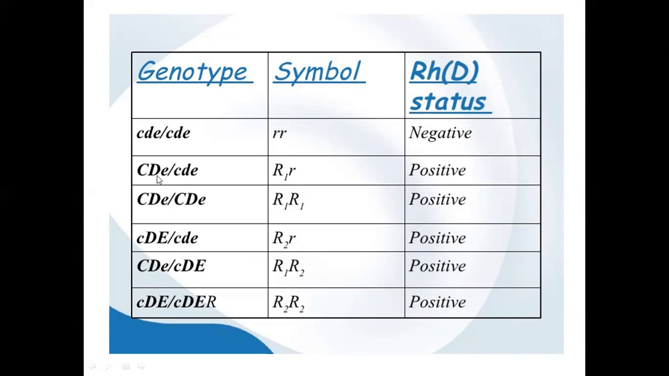The uppercase is dominant over the lowercase. So this one is expressed. Whether it is a combination of upper and lowercase D, still it is regarded as D positive. So this is heterozygous D. How about this one? This is homozygous D because both are uppercase D. This one is heterozygous. This one is homozygous. This one is also homozygous.